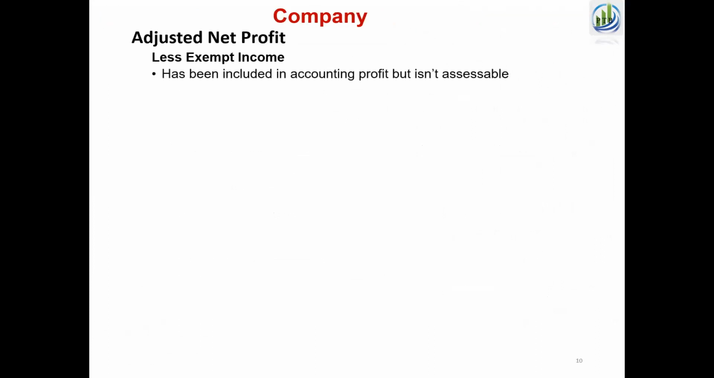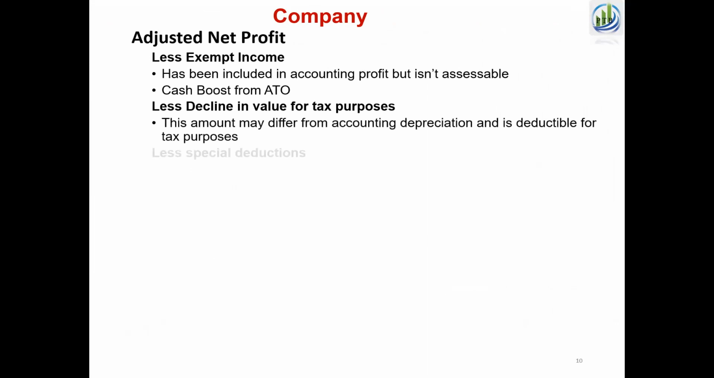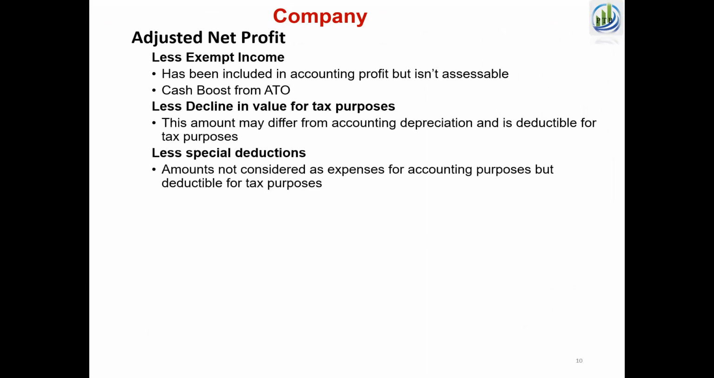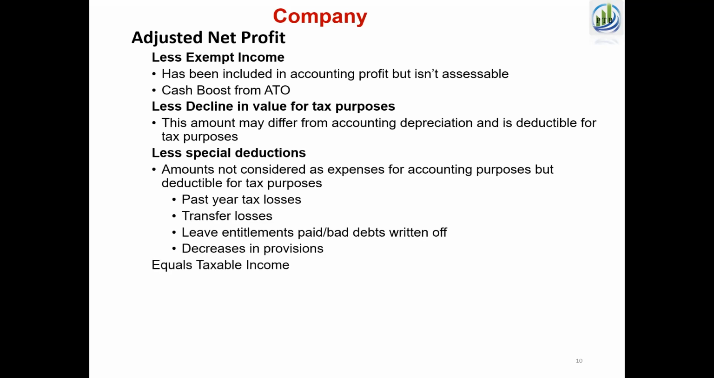Second part, you can take out deductions for exempt income, because the exempt cash boost should be taken out from the net profit, and less the declining value for any tax purposes. You remember, immediate write-off can be taken out, and any specific deductions you can take out, like tax losses and so on. Right. So this is the way we're going to do the reconciliation. Reconciliation means you are marrying the net profit and taxable income.